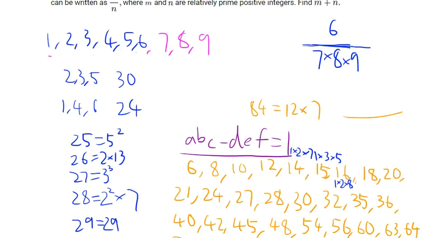Can we do 20, 21? Okay, let's see. This is 1 times 4 times 5. And this is 1 times 3 times 7. Nope, we cannot use 1 twice. Okay, this is 1 times 3 times 9, and this is 1 times 4 times 7. We cannot use the 1 twice.